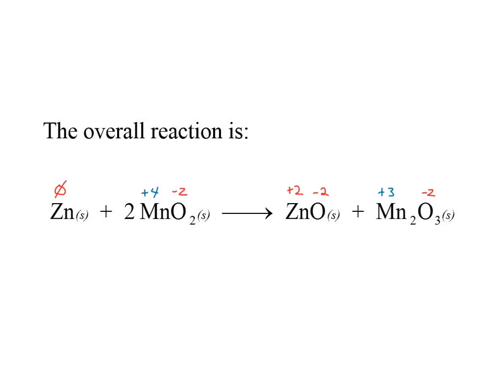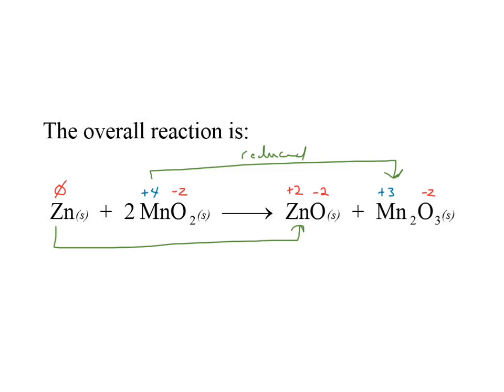So if we look at both sides, let's see if we can find something being oxidized and something being reduced. Looks like we're okay. I see zinc going from a 0 to a +2 state. And I see manganese going from a +4 to a +3 state. So that manganese is reduced. Okay, and the zinc is oxidized.